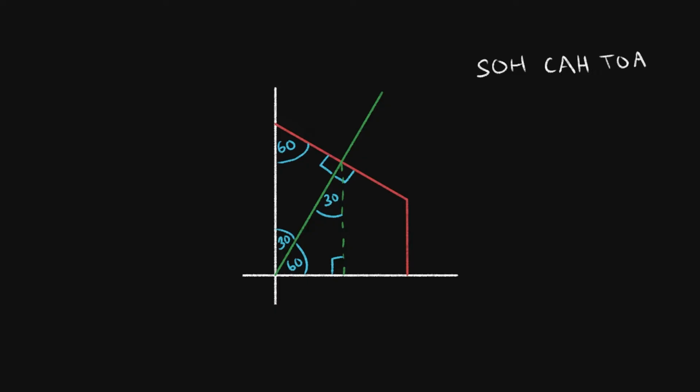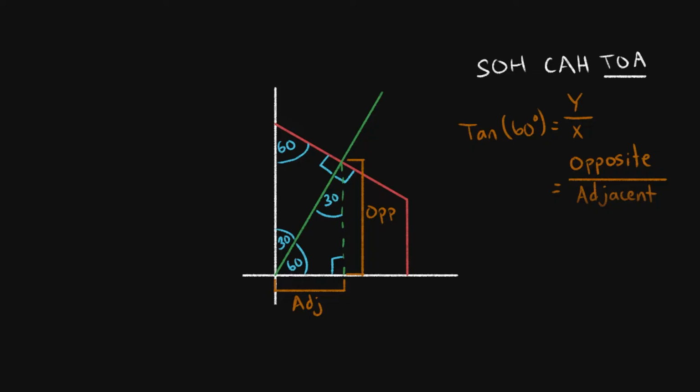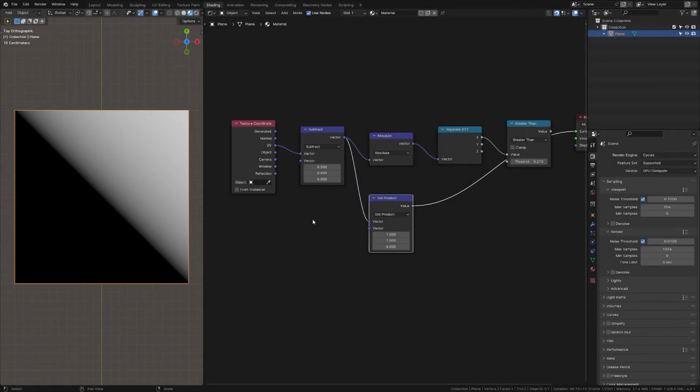Since we're trying to calculate the rise over run, we can take the tangent of the 60-degree angle to calculate the ratio of the opposite over adjacent sides. Punching this into a calculator gives us 1.732, or you can look up a tangent unit circle to find out that the ratio is the square root of 3 over 1. To get this value into the dot product, you can use a combined xyz node with a square root or a tangent node.